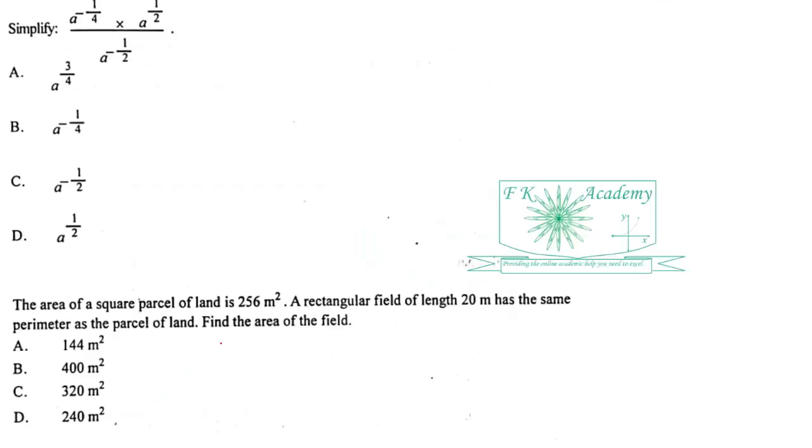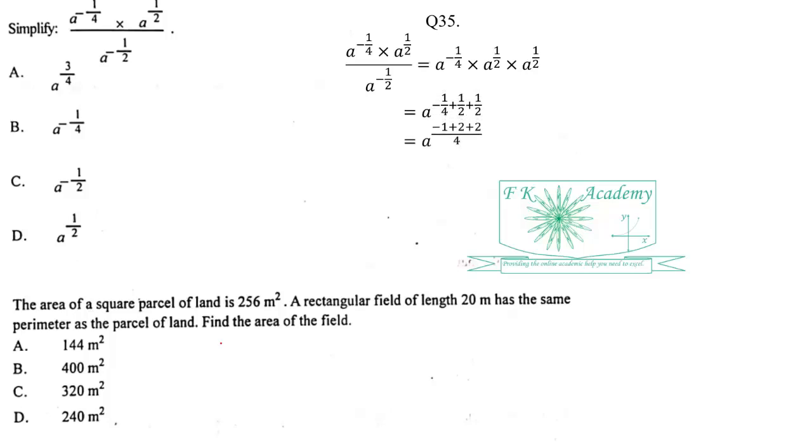Simplify a exponent negative 1 over 4 times a exponent half, all over a exponent negative half. Applying the laws of indices, the product and the quotient rule, we get a exponent 3 over 4.